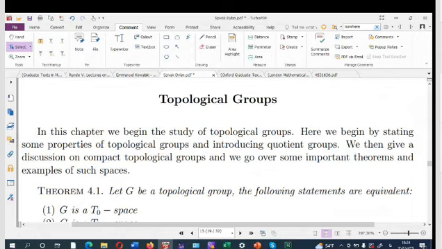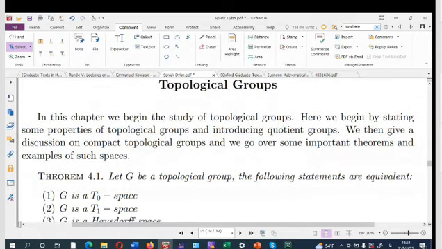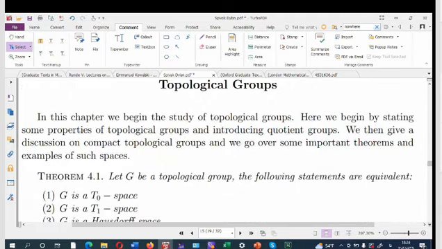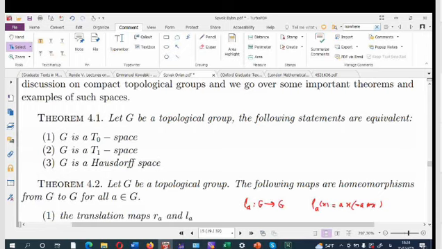In topological group, we have these two facts. Let G be a topological group. The following statements are equivalent: G is T0, G is T1, and G is Hausdorff. In topological group, these three are equivalent. We know that these three conditions are not equivalent in general, but in topological group, these three conditions are equivalent. Okay?